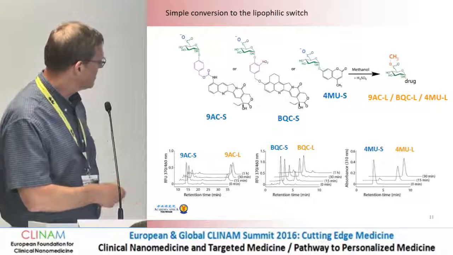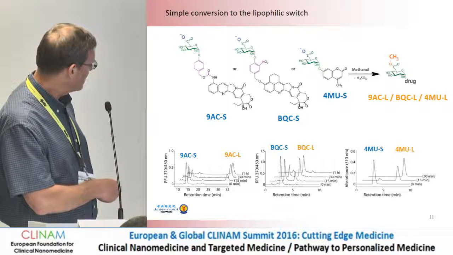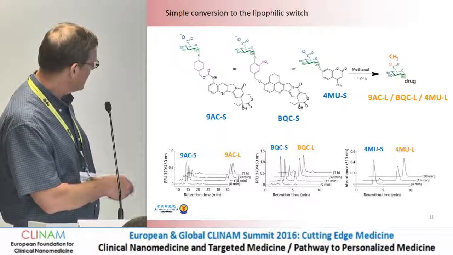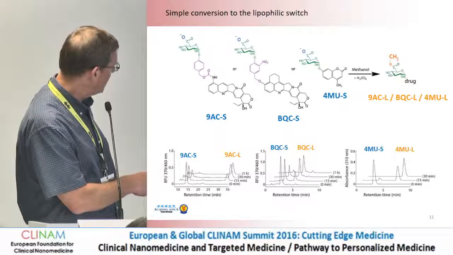And this just shows that we can convert it from the water-soluble form. We indicate with the S as the switch. So these all have the carboxylic acid. This is another case. It's just a commercial. We can buy this from Sigma. It's already got the glucuronide on there.